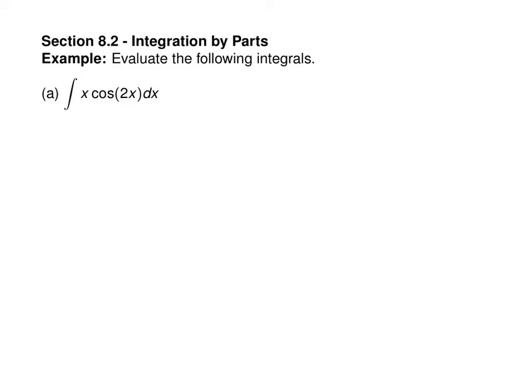In section 8.2, we learned the technique integration by parts. The formula for that is that the integral of u dv is equal to uv minus the integral of v du. And usually you let u equal the part in the integral that kind of goes away if you take derivatives repeatedly. In example A, we'll let u equal x, and dv will equal cosine of 2x dx.